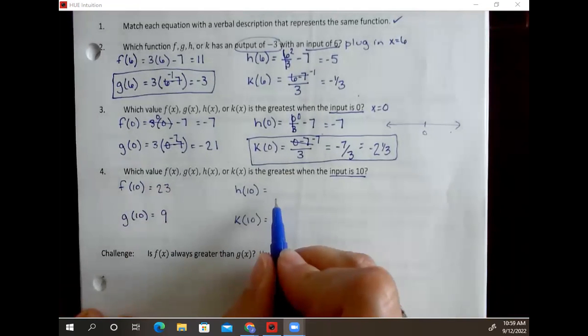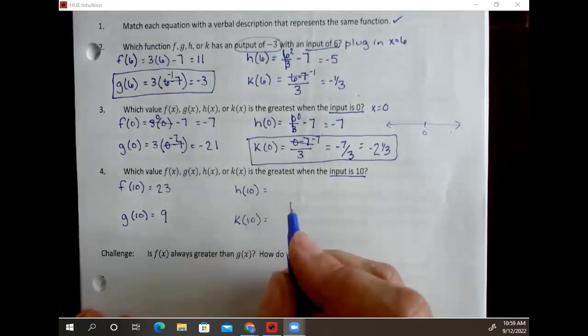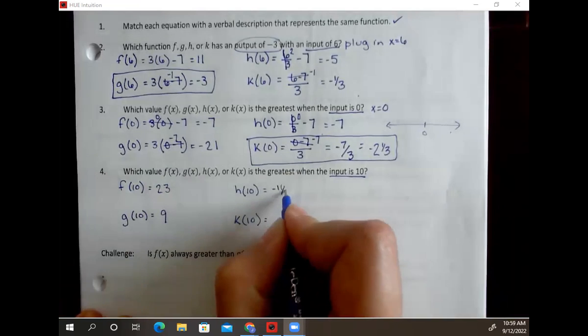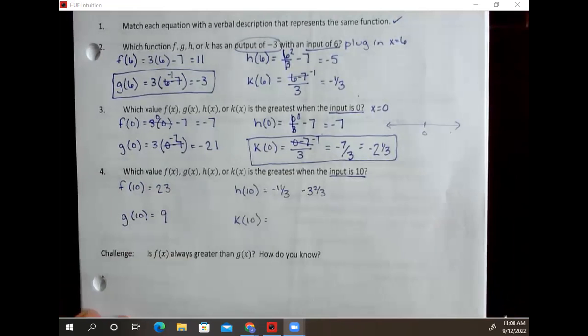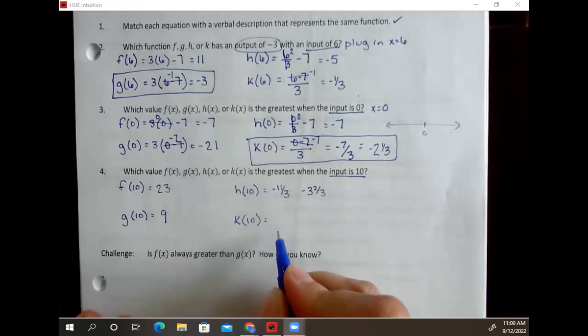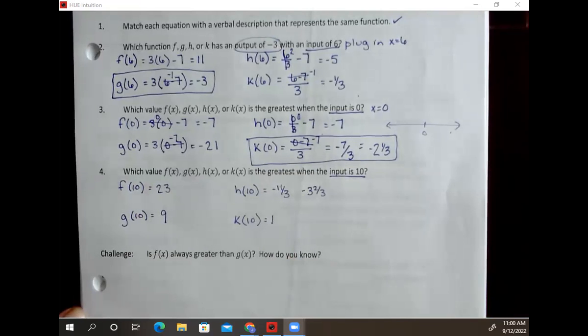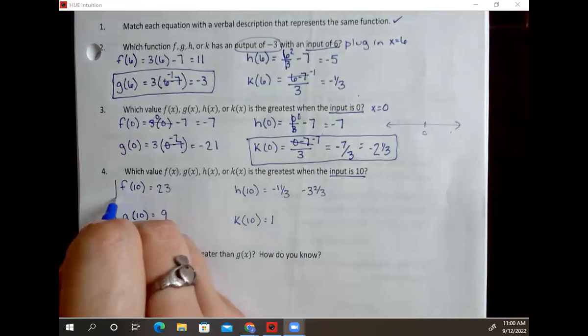How about h of 10? You could leave this one as a fraction. Yeah, this would have been negative 11 over 3 if you left it as a fraction, or negative 3 2/3. How about k? K of 10. 1. Good. So which of these had the greatest function value when our input was 10? F did, right?